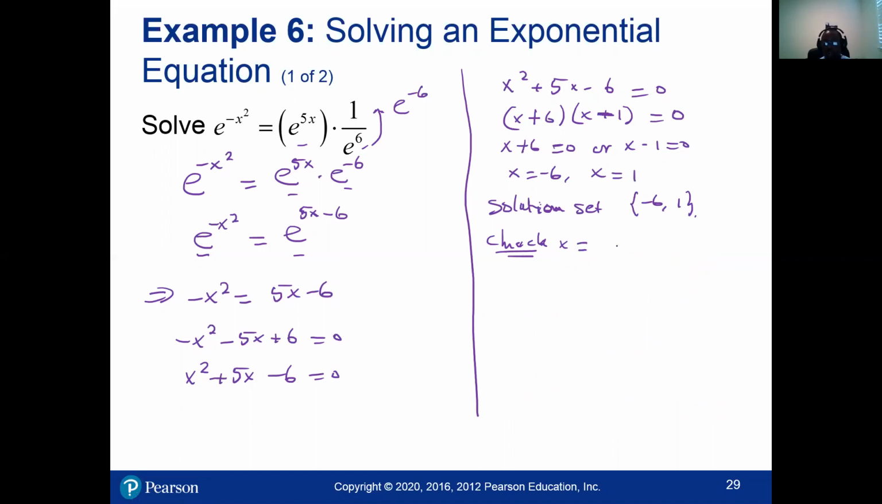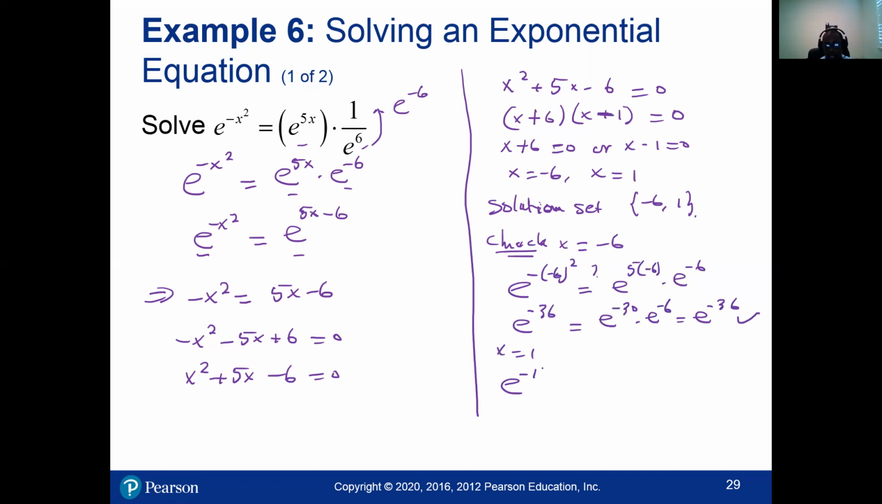Okay. So x is equal to, let's do the negative 6. So you have e raised to negative of what? Negative 6 all squared. Okay. Is it the same as e raised to what? 5 times minus 6 times e raised to what? Negative 6. Okay. This will give me e raised to negative 36. And that is equal to e raised to negative 30 times e raised to negative 6. And that gives me e raised to negative 36. So that is check.